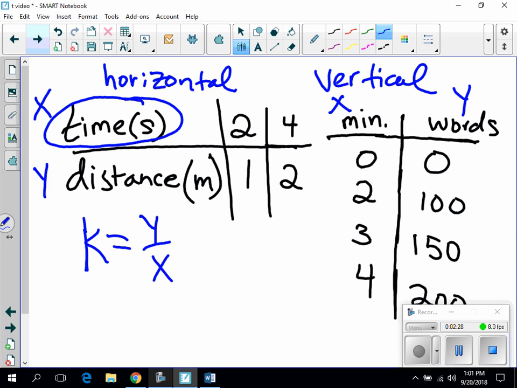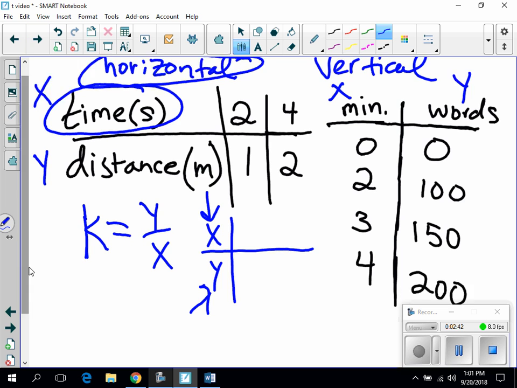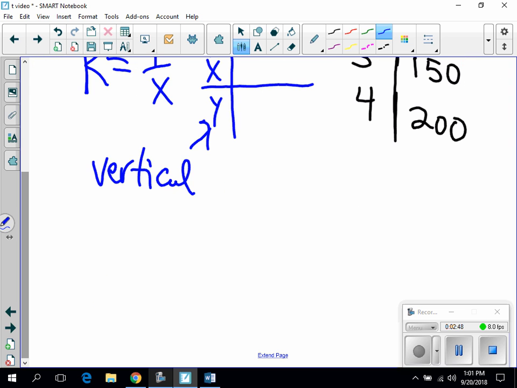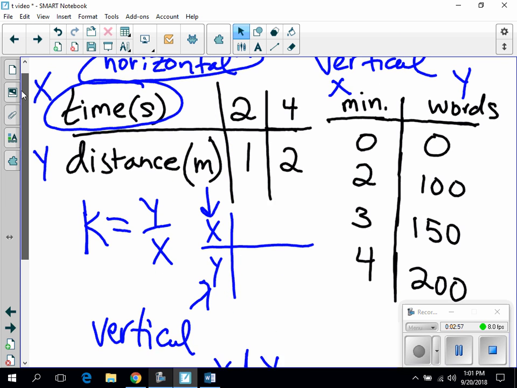So if I were you on a sheet of paper, I would write the word horizontal, and I just draw a table and show that the order is X on top and then Y below. And then I'd also write a vertical table. I'd write the word vertical. And I would show an example table where you see that X is on the left and Y is on the right. That's how it's always going to be. And that should be enough for your notes section.